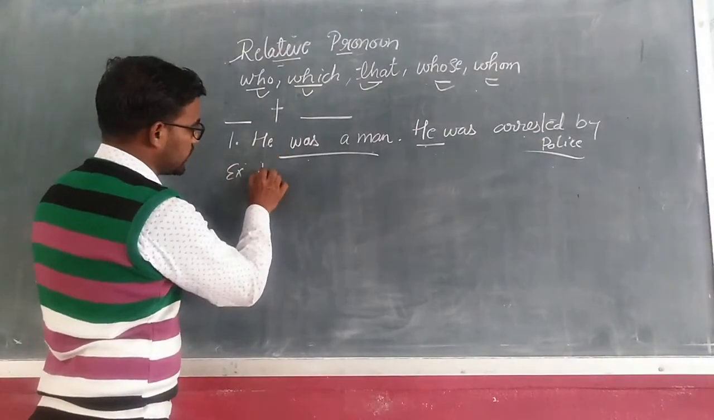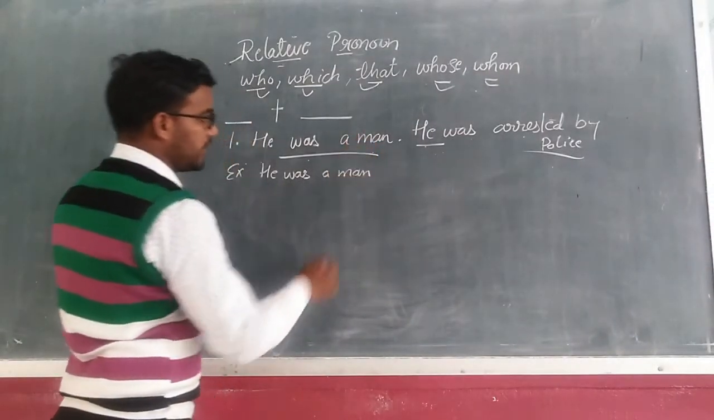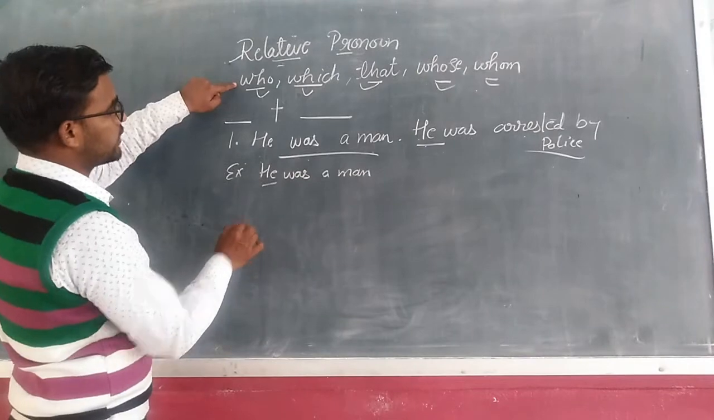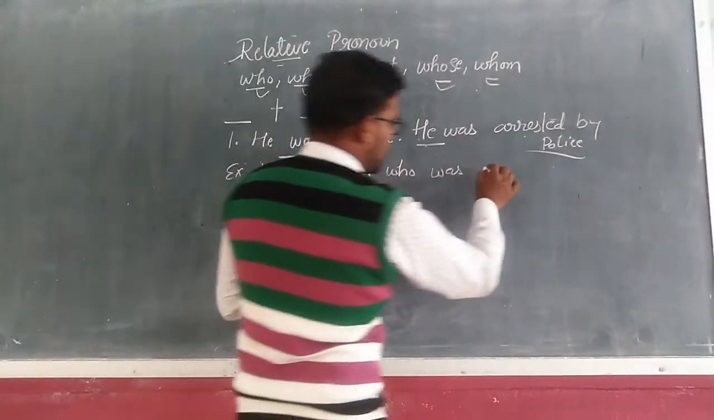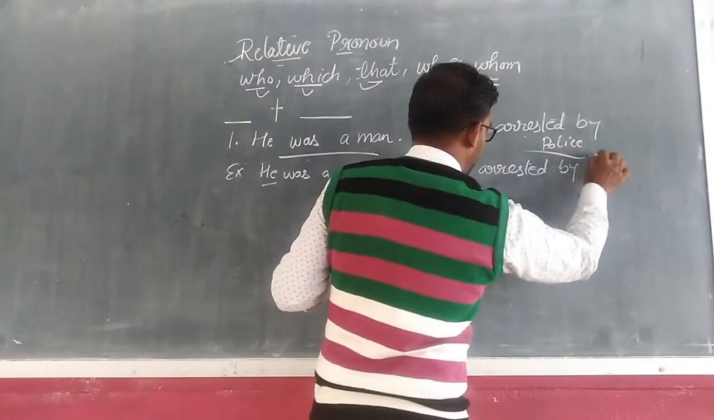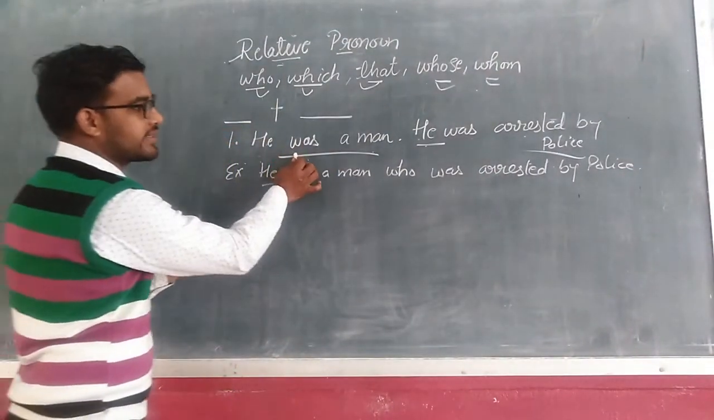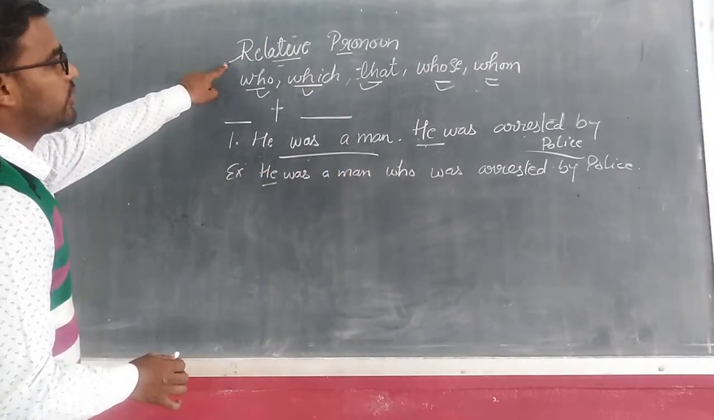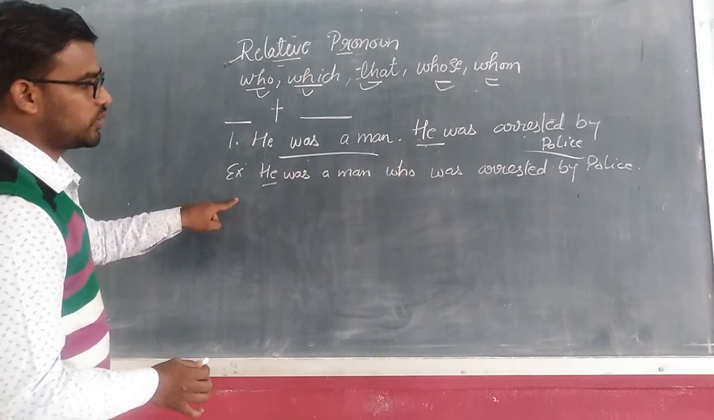How? Now, he was a man. So he is a man, so we can use the word who. So we'll be using who was arrested by police. Easy? What we have done is that we have taken the two different sentences and used one word, that is who, which, that, whose, whom.